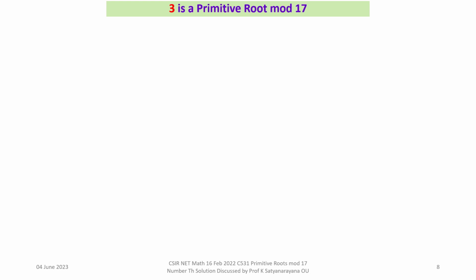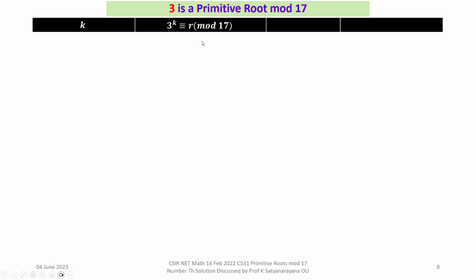We have a table here. First column k, second column 3 power k is congruent to R mod 17. We will see for k equal to 1 to 15, is 3 power k congruent to 1 mod 17 or not? If for k equal to 1 to 15, 3 power k is not congruent to 1 mod 17, then 3 will qualify to be a primitive root modulo 17.